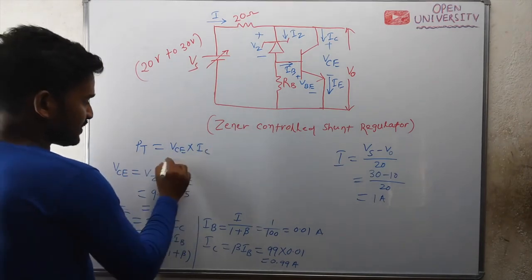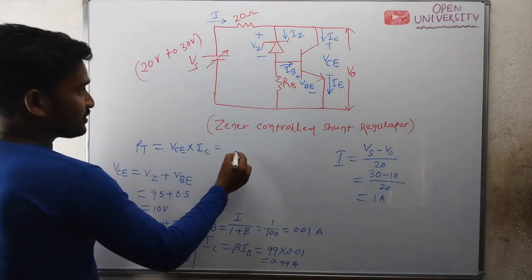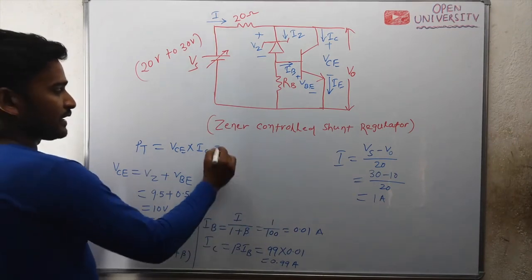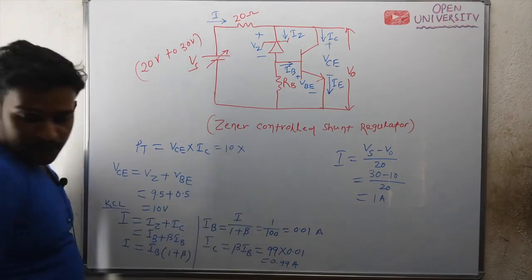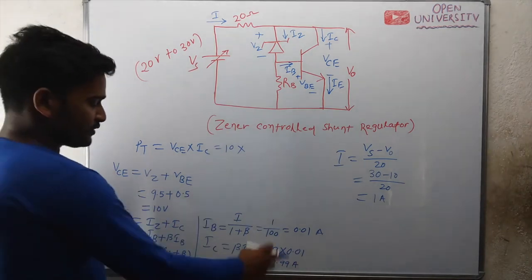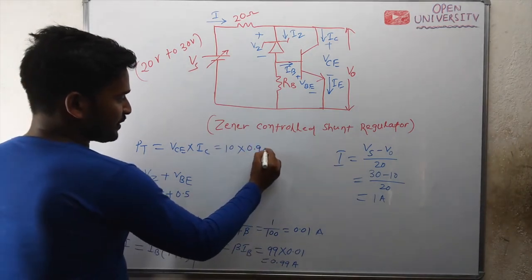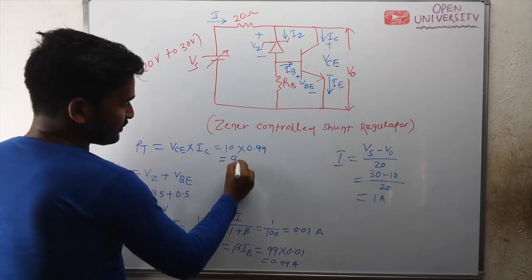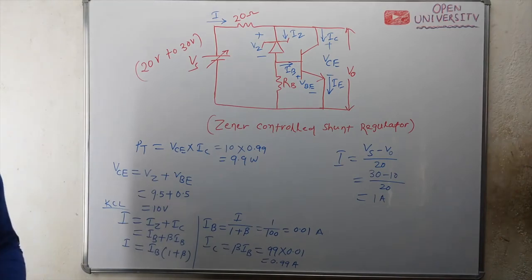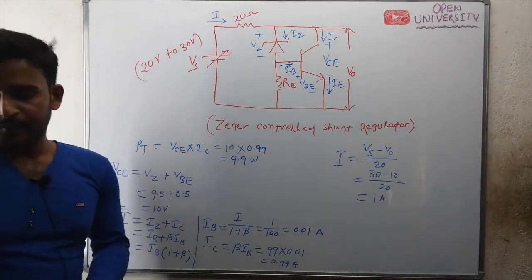Then power dissipation: VC or V naught is 10 volt into IC value 0.99 ampere. So it will be 9.9 watt. This is the maximum power dissipation in the transistor.